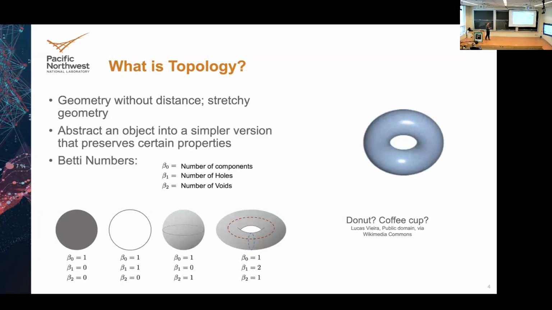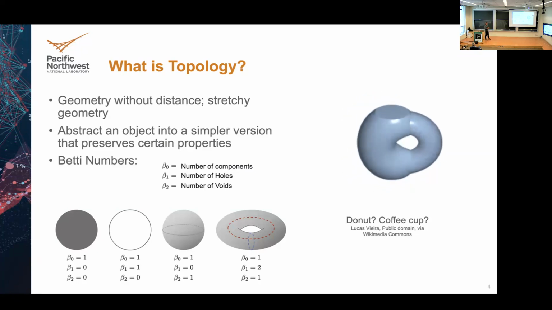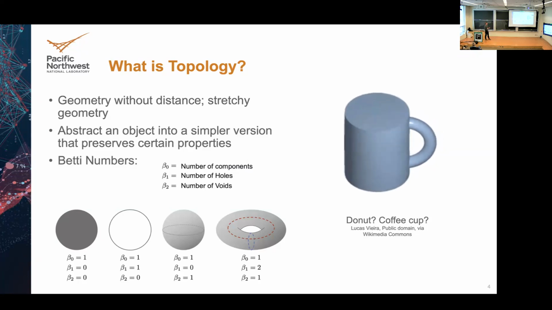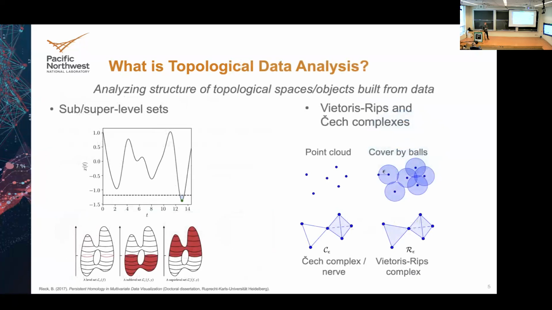And last, we have the torus. It can be a little confusing to see, but it has two holes, ones that can't collapse: one going through the middle, and one inside of the torus. And also one void because it's a hollow torus. So now that we have an understanding of what topology is, how can I apply this to data?